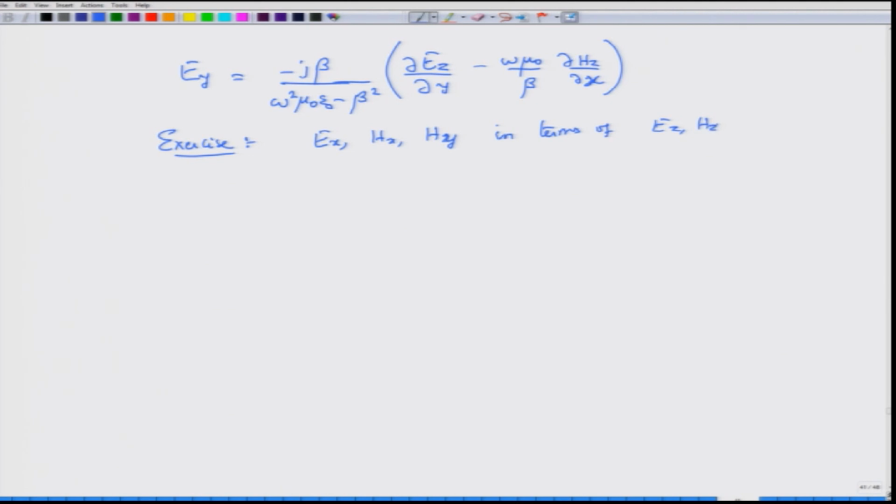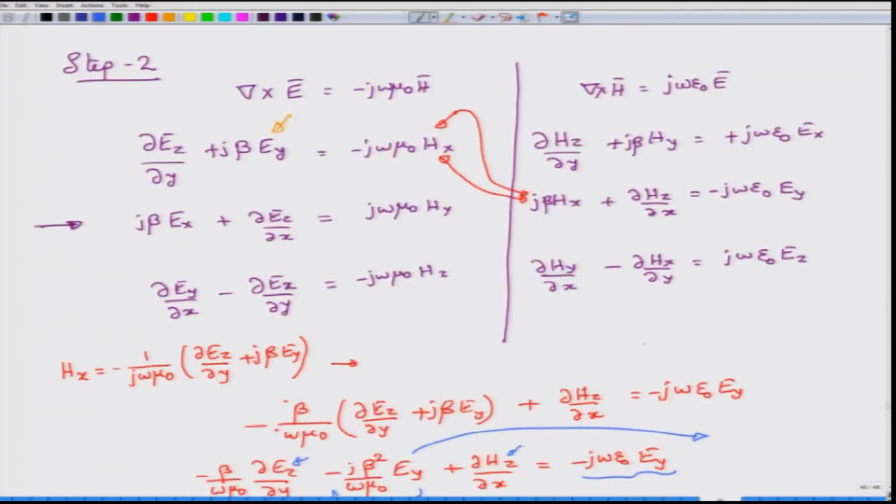I have shown you one way to do this. If you go back to this set of expressions that we have, we substituted for h x and then we expressed the component E y.